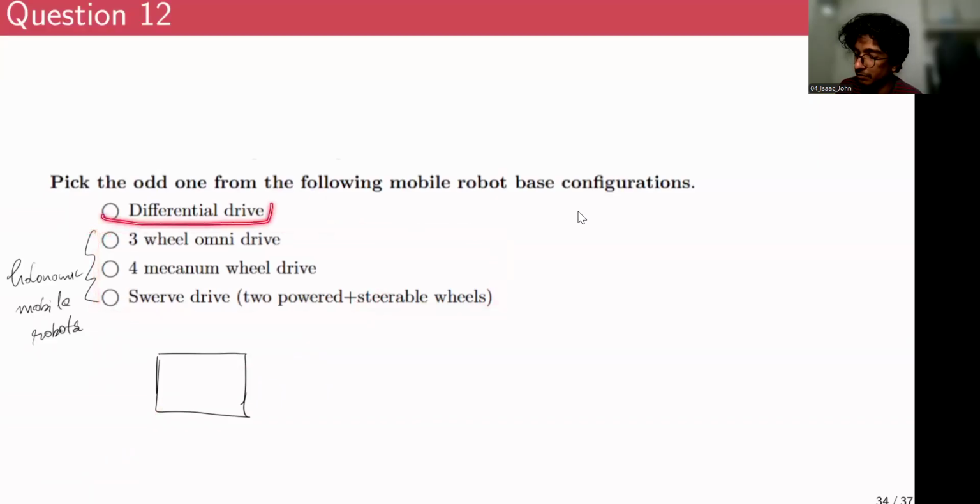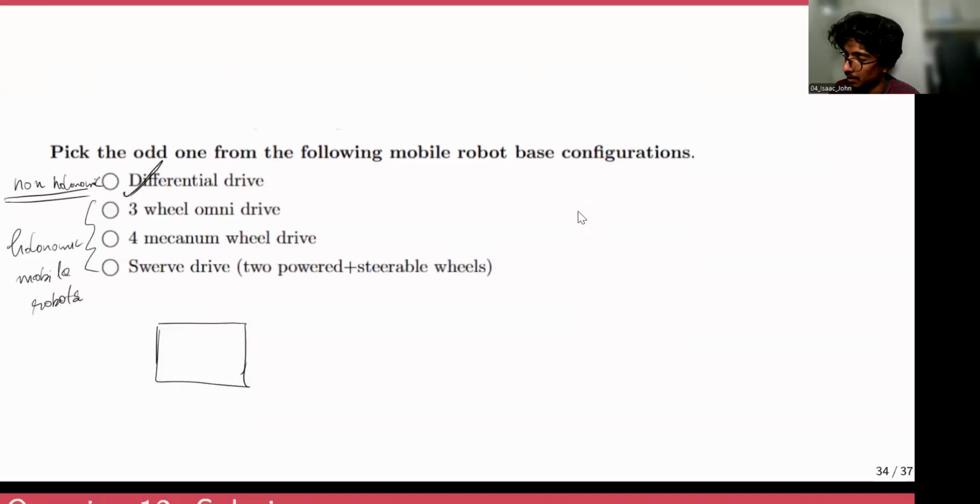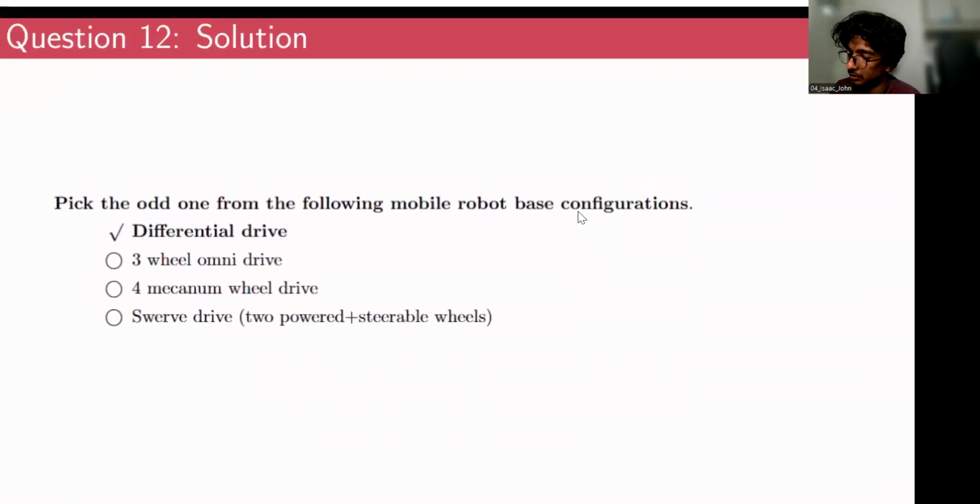But in case of a differential wheeled robot, it's not a holonomic robot. It cannot move in the lateral direction, and it cannot execute a diagonal path or a diagonal trajectory. Right? This is not holonomic. So in that regard, the correct answer is option A, because everything else is holonomic and differential drive is not holonomic. So that is option A.